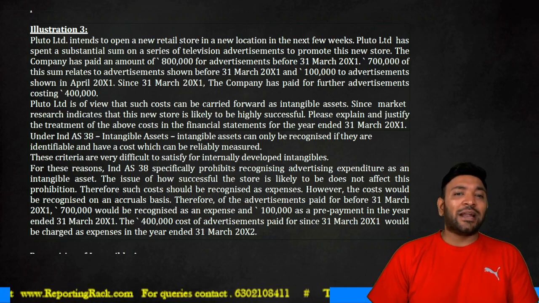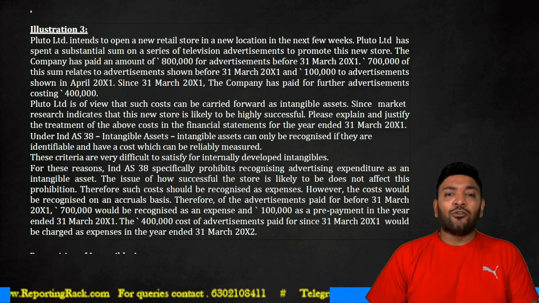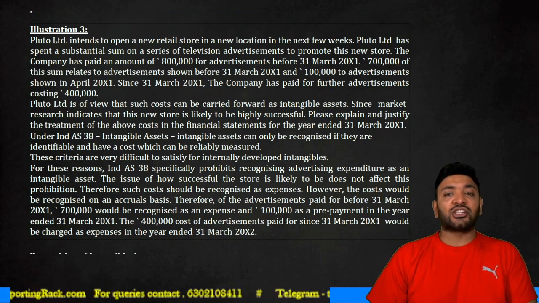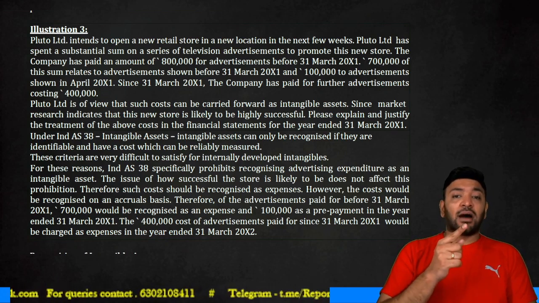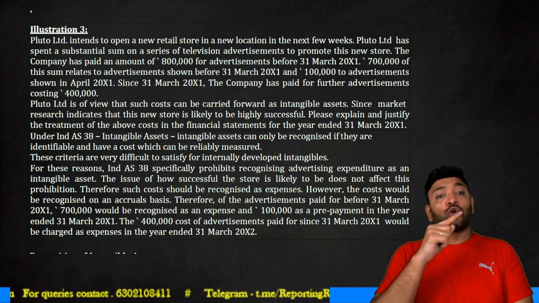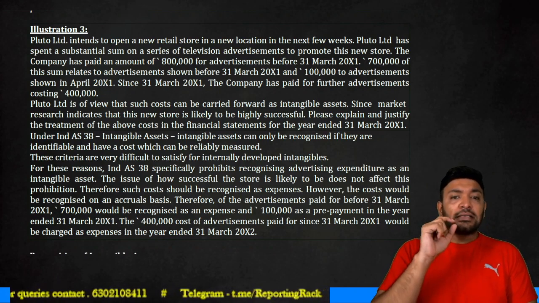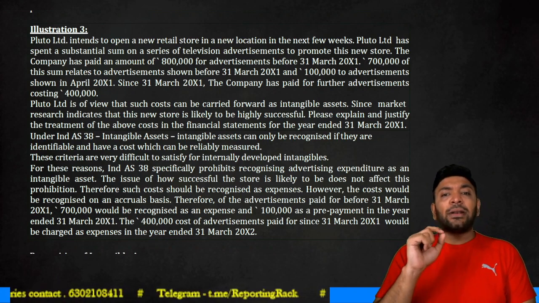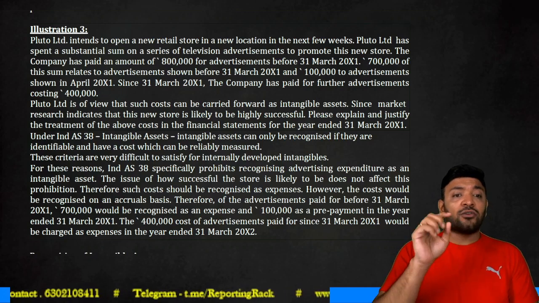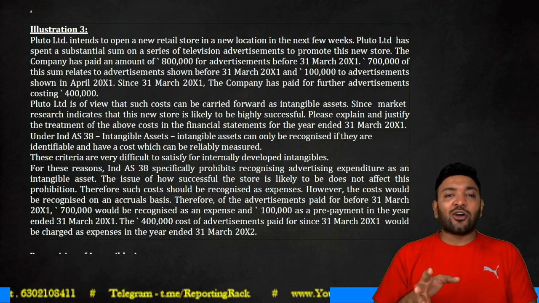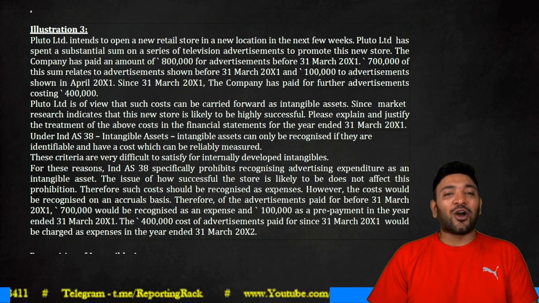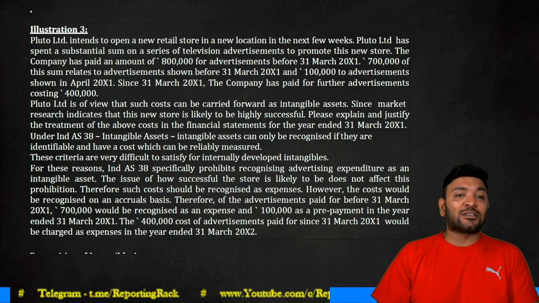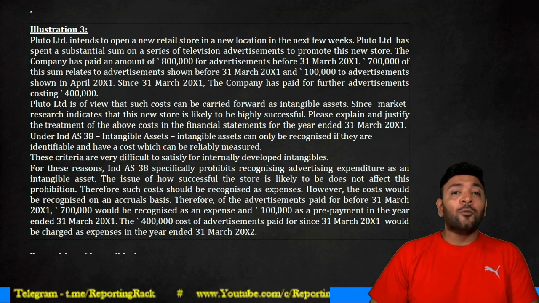The company has paid an amount of 8 lakh rupees for advertisements before 31st March. 7 lakh relates to advertisements shown before 31st March and 1 lakh to advertisements shown in April 2011. Since March, the company has paid a further advertisement cost of 4 lakhs. So much of advertisement cost. Look at the amount of advertising cost that he is paying. So he is talking about 8 lakhs plus a further 4 lakhs being paid, total 12 lakhs, only for advertising services.